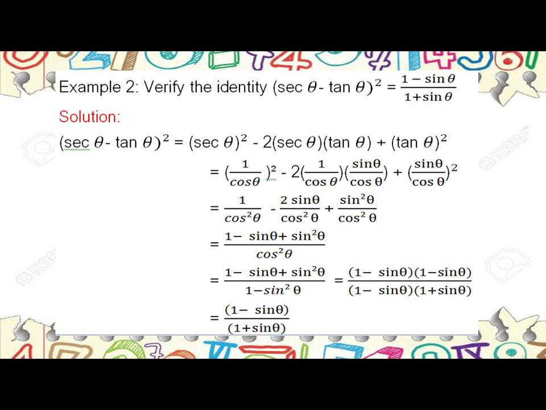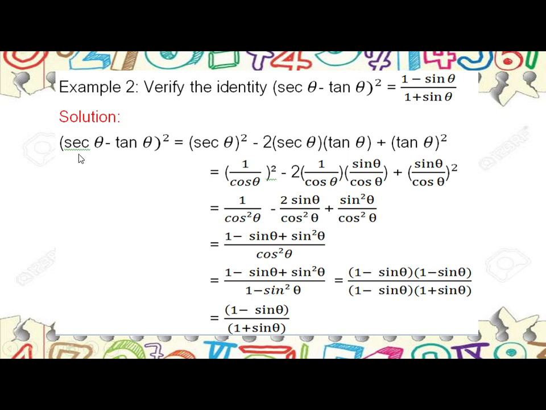Say for example, we have example number 2. Let us verify the identity wherein secant theta minus tangent theta, squared, is equal to this expression: 1 minus sine theta all over 1 plus sine theta. How to do that? Do the same thing as what we did in the previous slide. Let's simplify using the FOIL method or the rules. Let's use the rule.